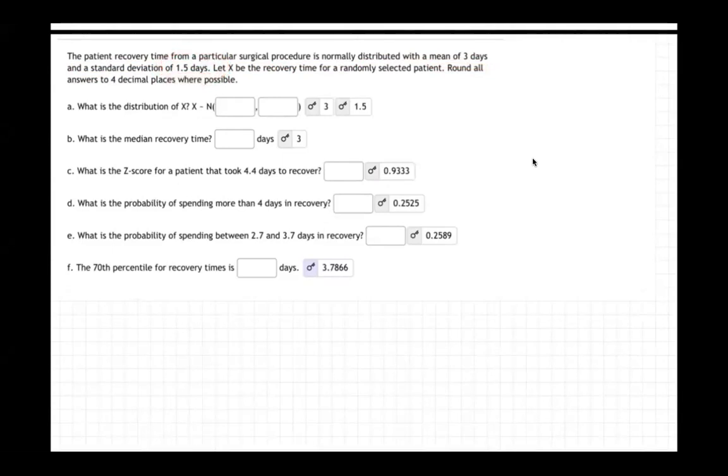Okay, so come on down here. You know what they always want here. The key word here is normally distributed. It's spread out like a bell curve. So in here is the N. They just want you to type in here the mean and the standard deviation. So the mean is right there, 3 days. Standard deviation is 1.5. As you can see, the answer is right there.